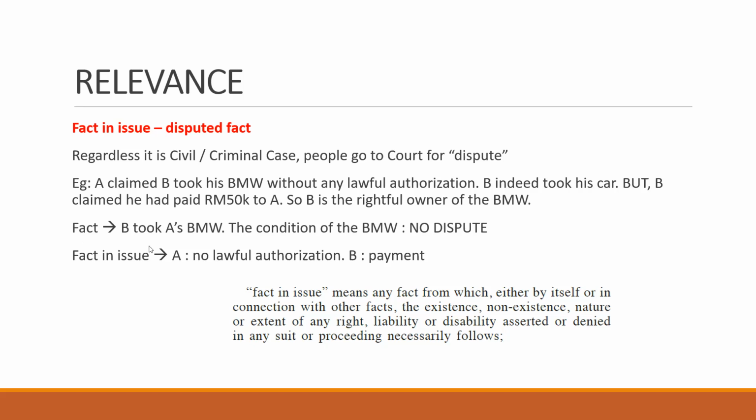What I'm trying to do is make things simple for you. The fact in issue here is A alleged no lawful authorization, so evidence needs to come from here. Why do you say B has no authority to take your car? And B must also bring some evidence to the court that he had paid this 50,000. He and A had signed the agreement of transfer, the JPJ registration, the transfer, the thumbprint had been done, all that. So this is how evidence shall be relevant pertaining to the fact in issue.